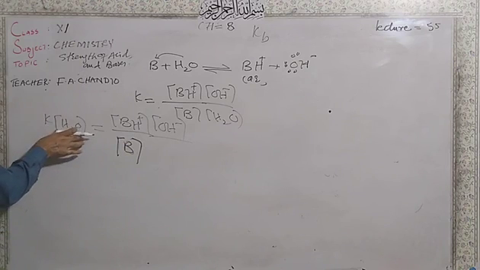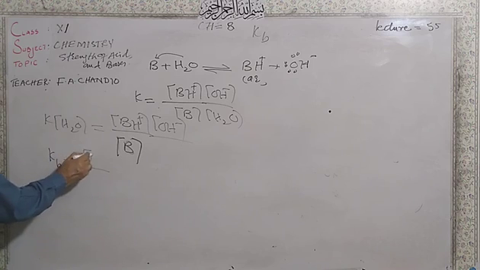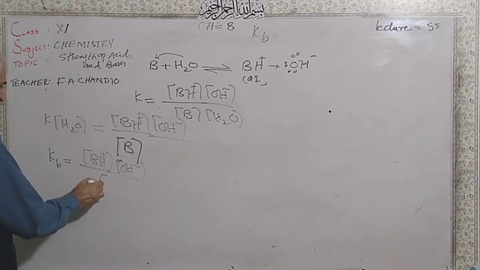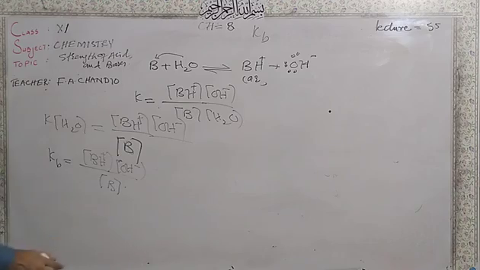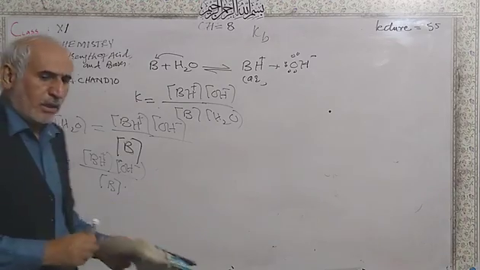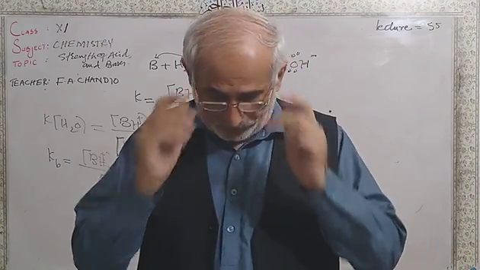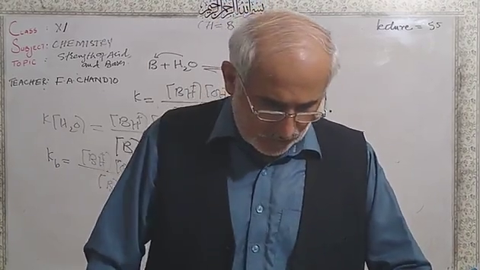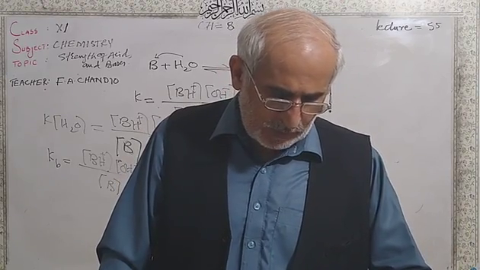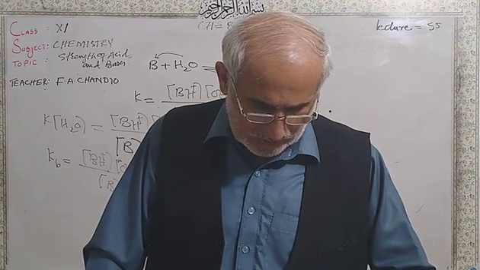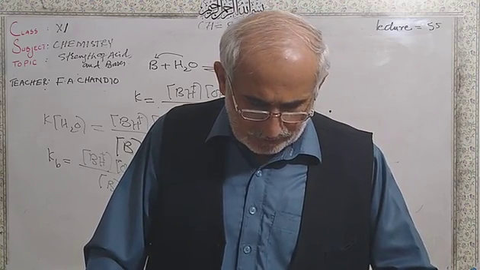This is a constant quantity, so we write Kb equals the concentration of BH plus times the concentration of OH minus divided by the concentration of B. This is called Kb, the ionization constant for the base. The stronger the base, the larger the Kb value and the larger the degree of ionization. The weaker the base, the smaller the Kb.